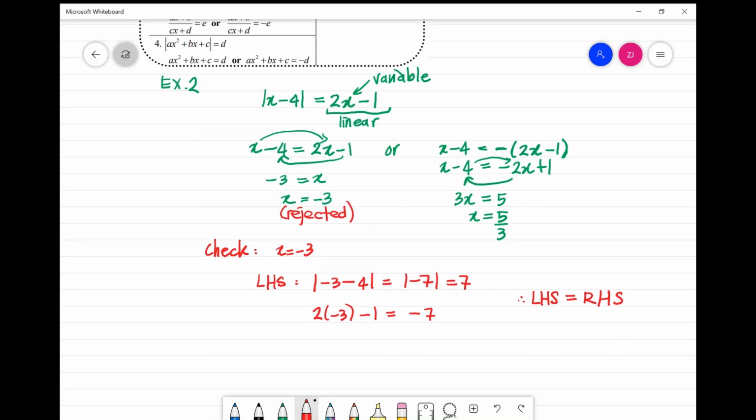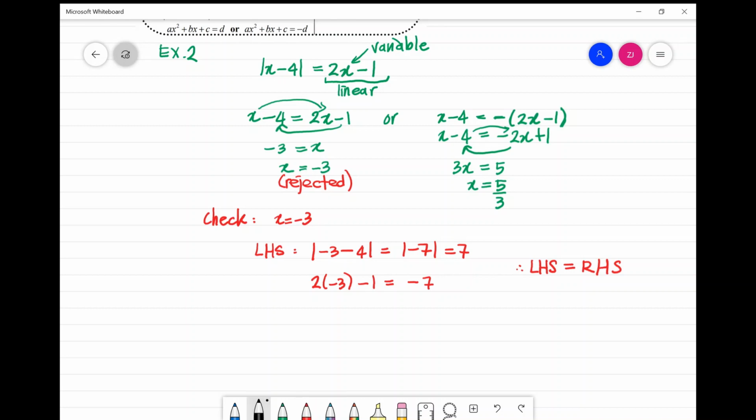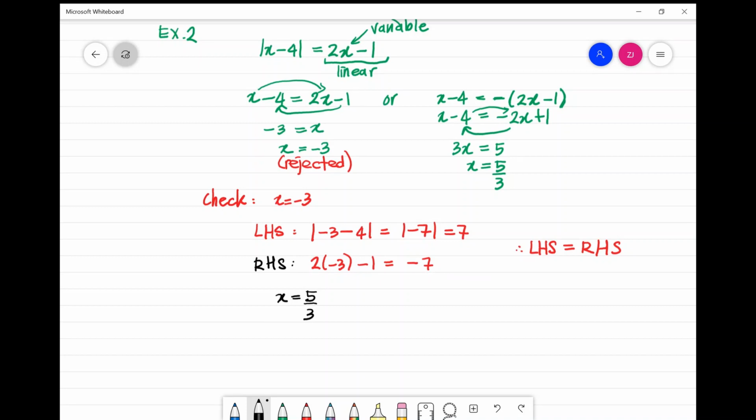Then let's do the checking step for the second value. We have x equals 5 over 3. By the way, this was the right hand side for the previous one. Then let's substitute 5 over 3 into the equation. So we have absolute of 5 over 3 minus 4 equals absolute of negative 7 over 3, and then we have 7 over 3.